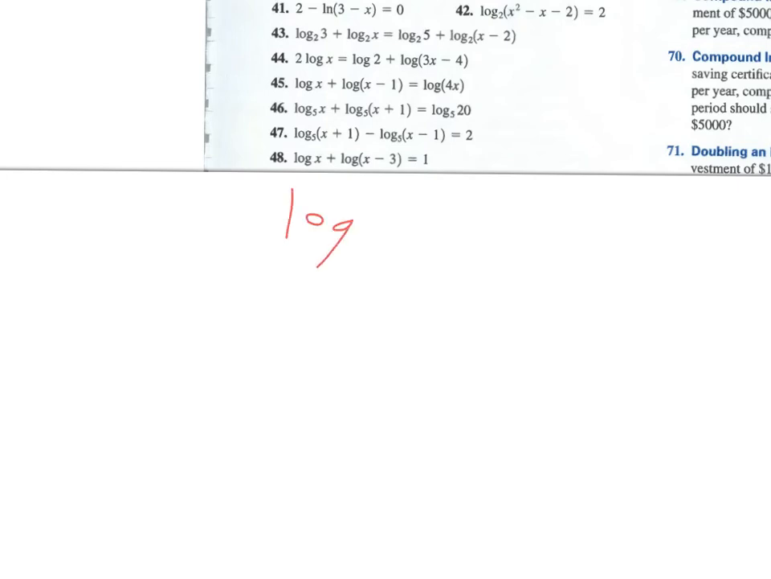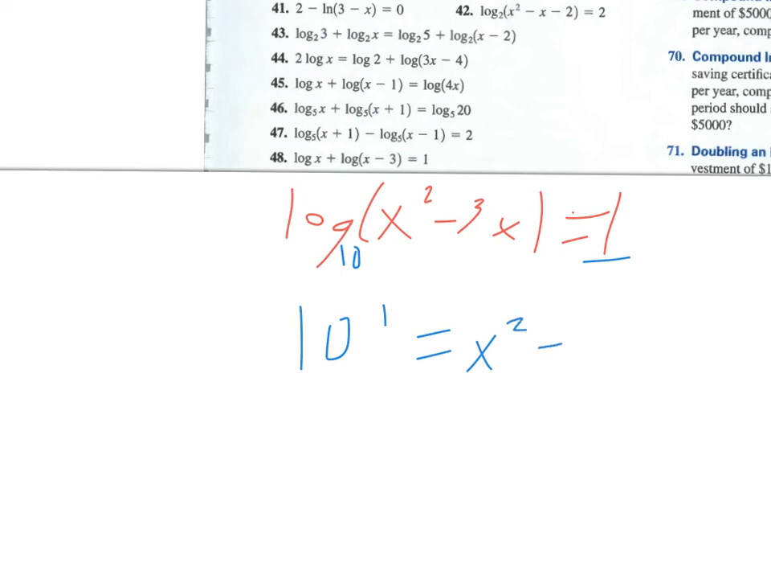Once again, I do want to combine these two logs here. So I'm going to multiply their insides to combine them. And in this case, it's equal to 1. It's not equal to log of 1. So in this case, we're not allowed to just drop the logs. We have to do our exponential switch. So I'm just going to remind myself that this is really a log base 10. And I'll rewrite it as an exponential. The base of my exponent will be 10. The new partner will be 1. And that'll be equal to x squared minus 3x.